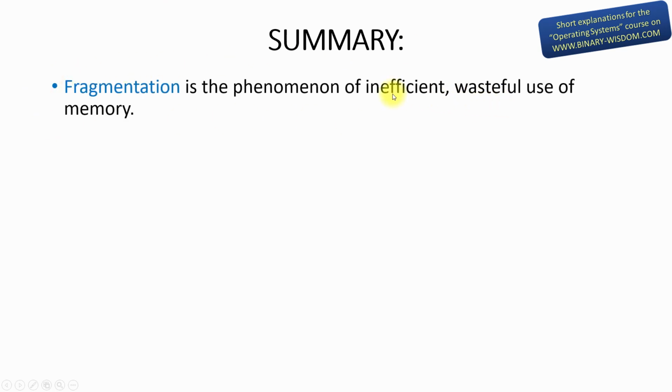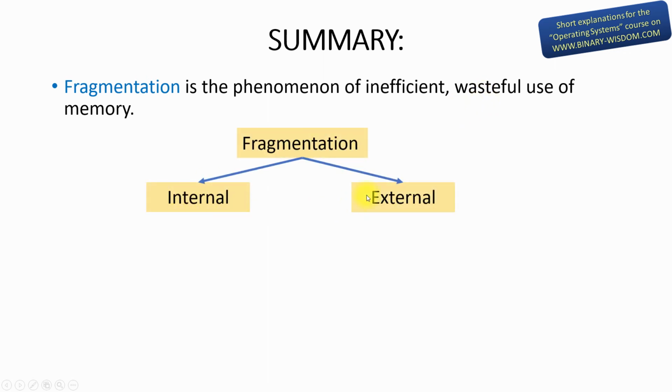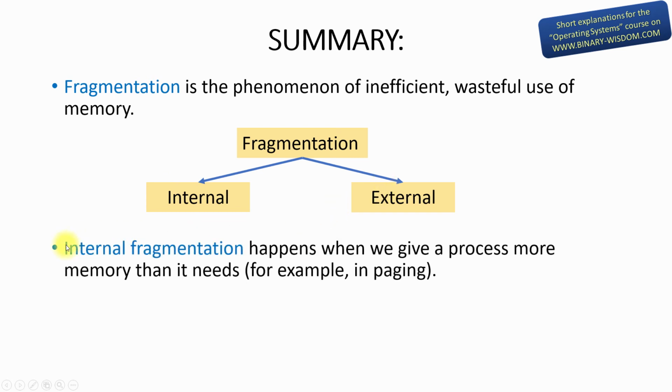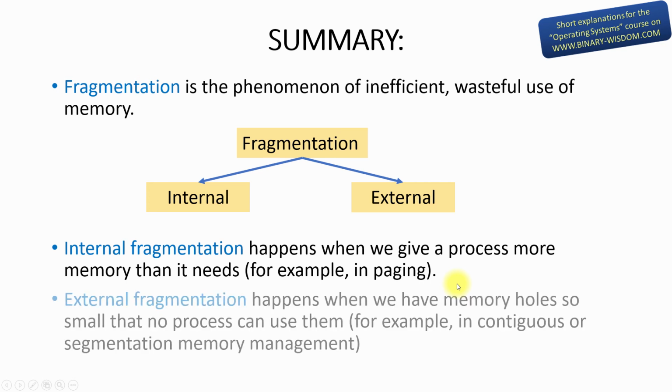Let's sum it up. Fragmentation is the phenomenon of inefficient, wasteful use of memory. There are two types of fragmentation: internal and external. Internal fragmentation happens when we give a process more memory than it needs. It happens in systems that allocate memory in chunks of a fixed size, such as systems that use paging memory management. External fragmentation happens when we have memory holes so small that no process can use them. It happens in systems that allocate memory in chunks of variable size, for example, systems that use contiguous or segmentation memory management.